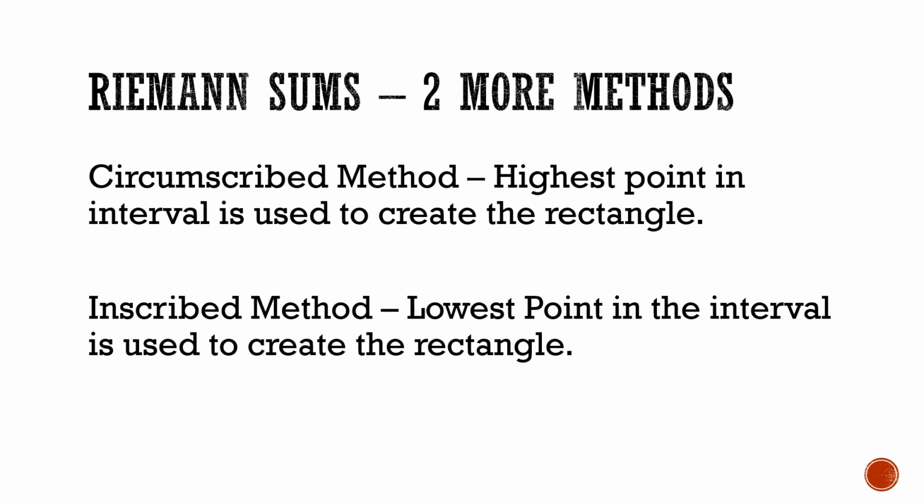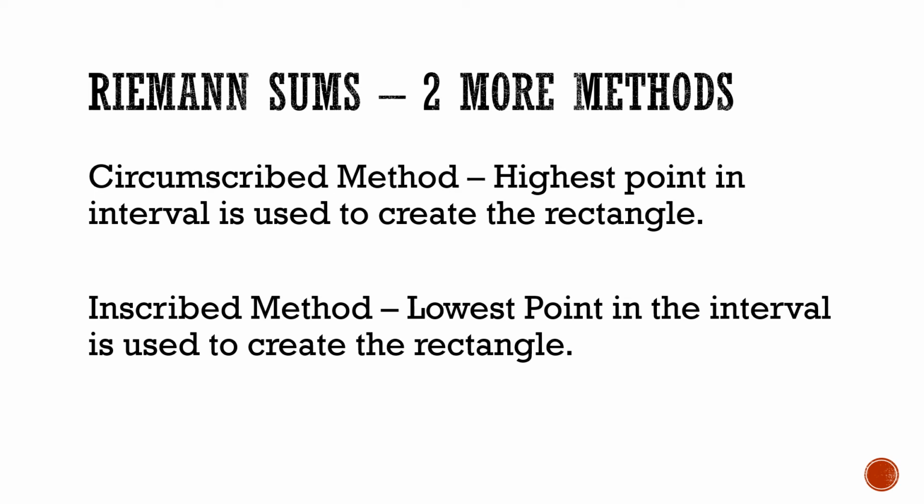All right, last 2 Riemann sums. We have the last 2 methods, your circumscribed method and your inscribed method. Your circumscribed method is you want to pick the highest point in the interval to create your rectangles, whereas your inscribed method, you want to pick the lowest point in the interval to create your rectangles.